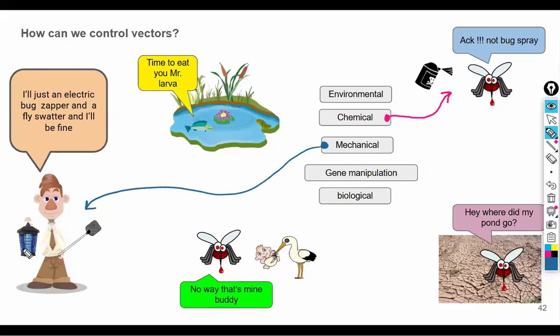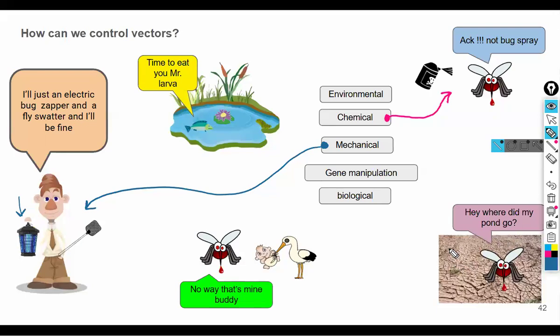And how many of you know what this is? Let's call it a bug zapper. It uses electricity. The flies and the mosquitoes fly into the cage, and the cage is electrified, and it zaps them. That's also a mechanical method. So those are 2 popular methods. The rest, notice there are 5 on the screen: environmental, chemical, mechanical, gene manipulation, and biological. Those are less common, so I wanted to spend a few seconds introducing them.